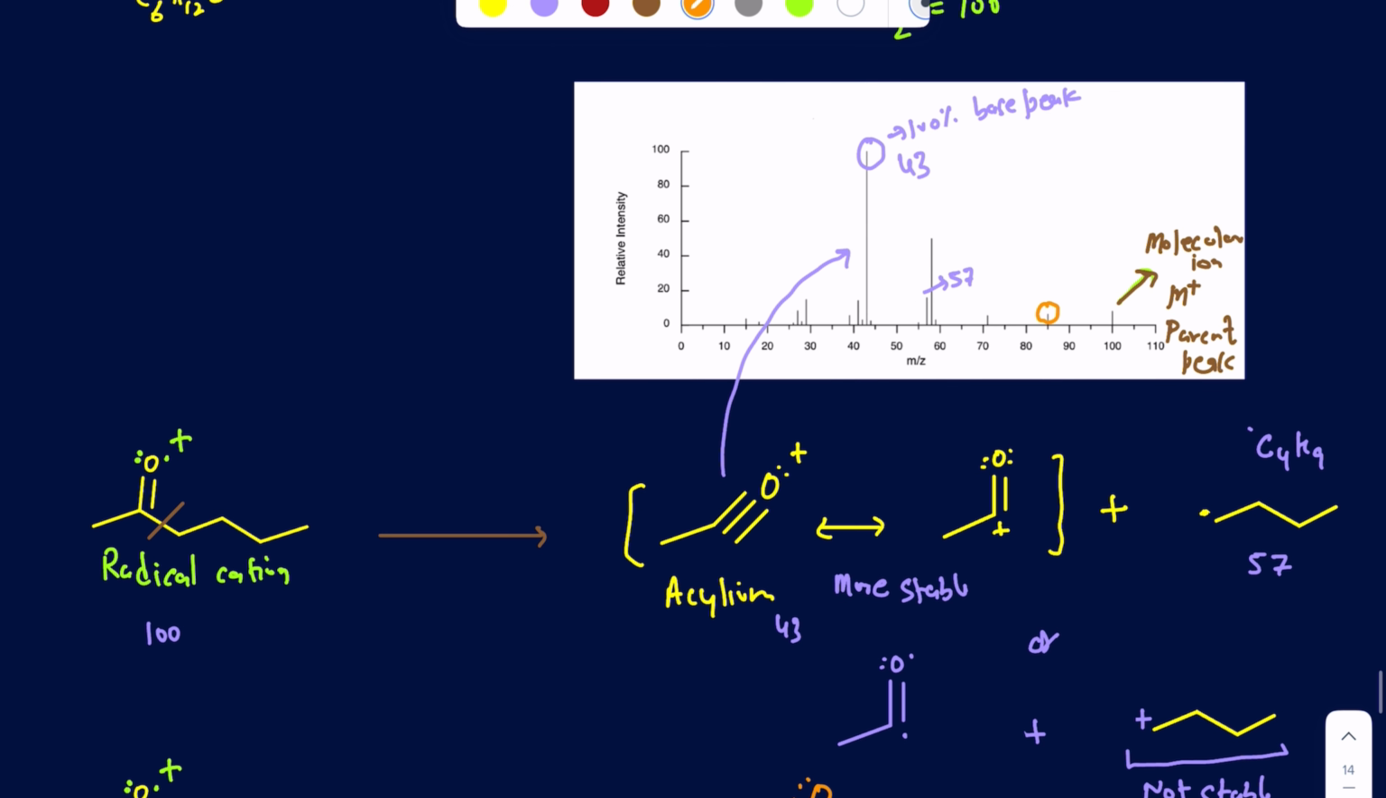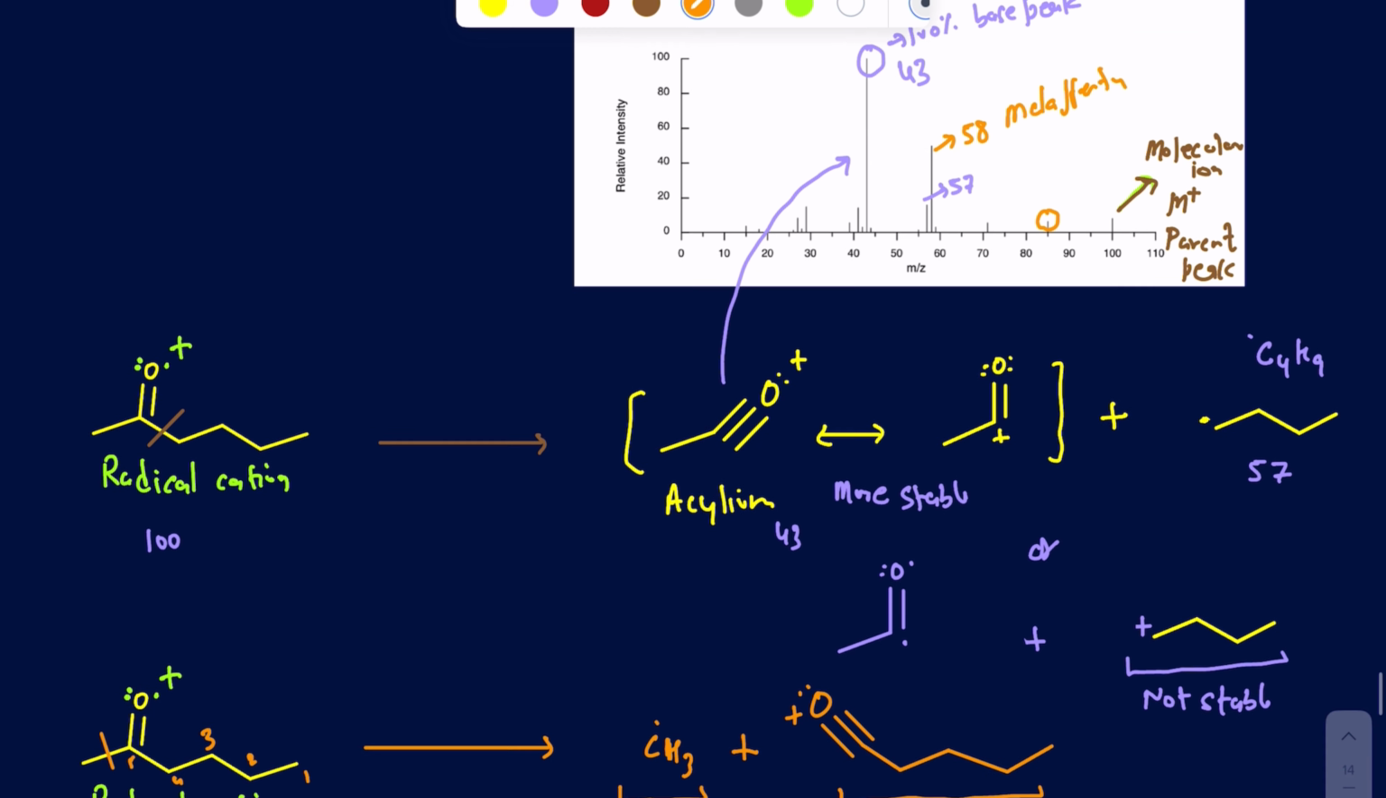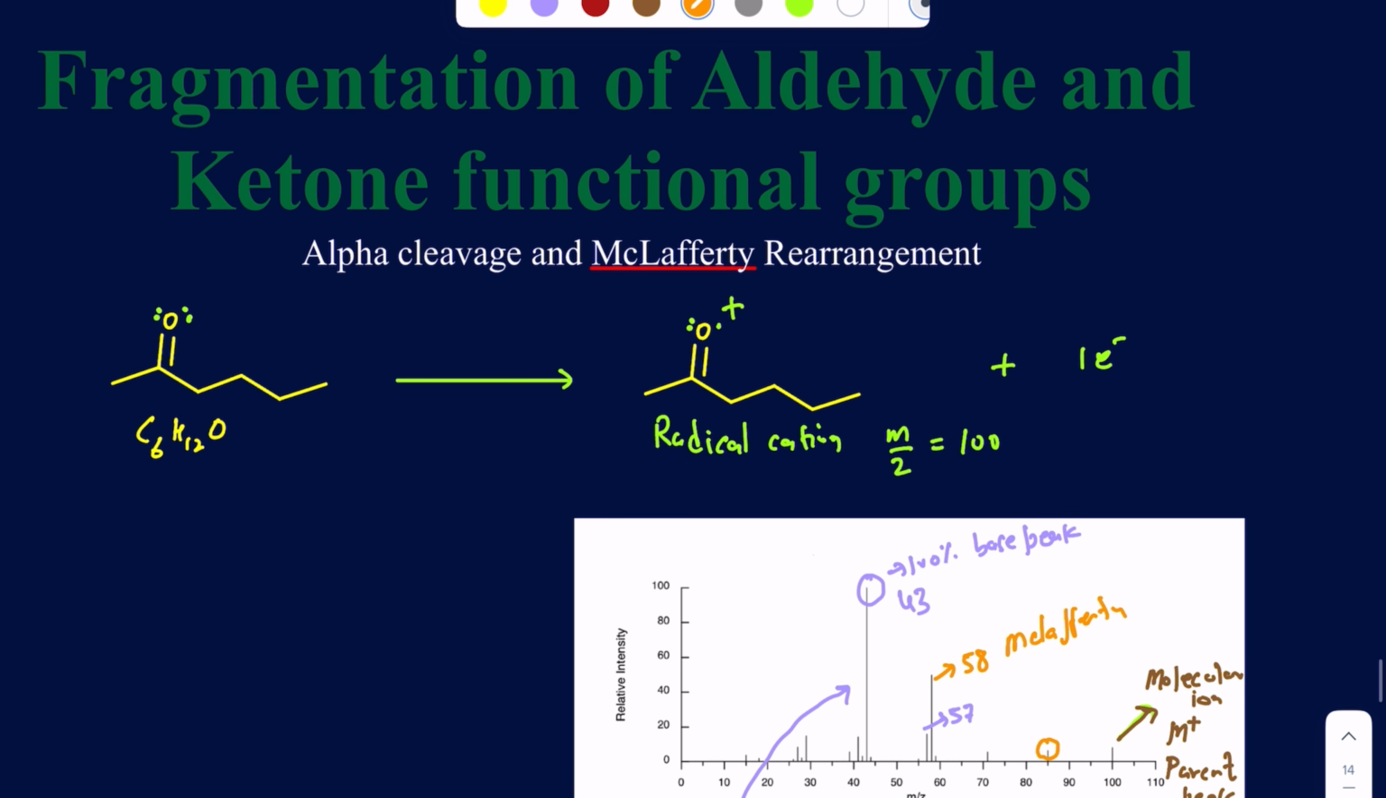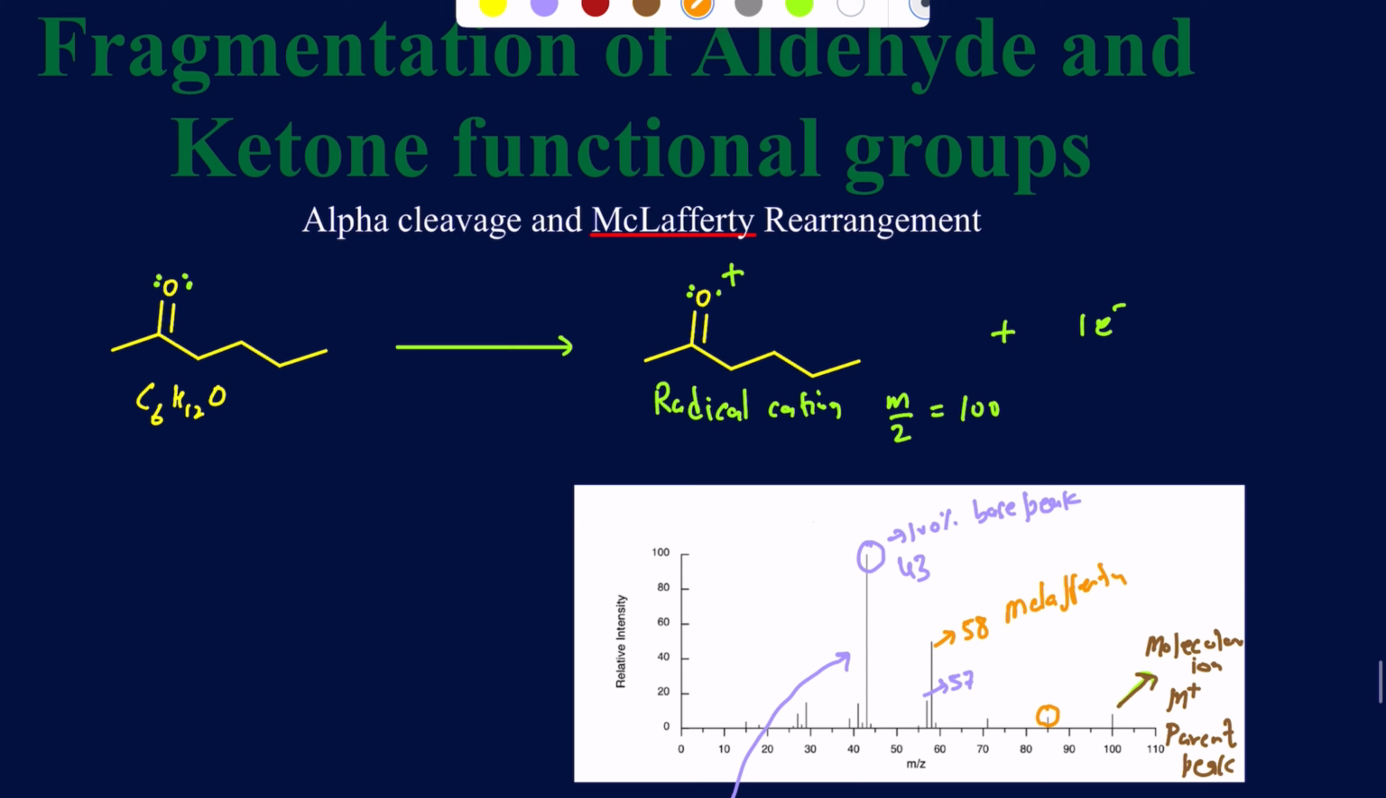So let's see if we have anything at 58. I do see a signal at 58, and that is going to be your McLafferty there. So that's how you really figure that out. Now let's do the aldehyde as well, and aldehyde is going to be very similar to what you see in the case of a ketone. You're going to be seeing it in an alpha cleavage, and you're going to be seeing it in a McLafferty rearrangement.